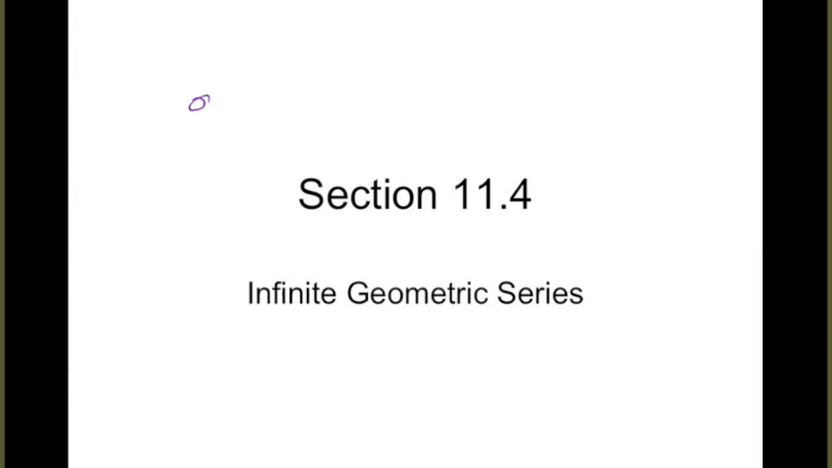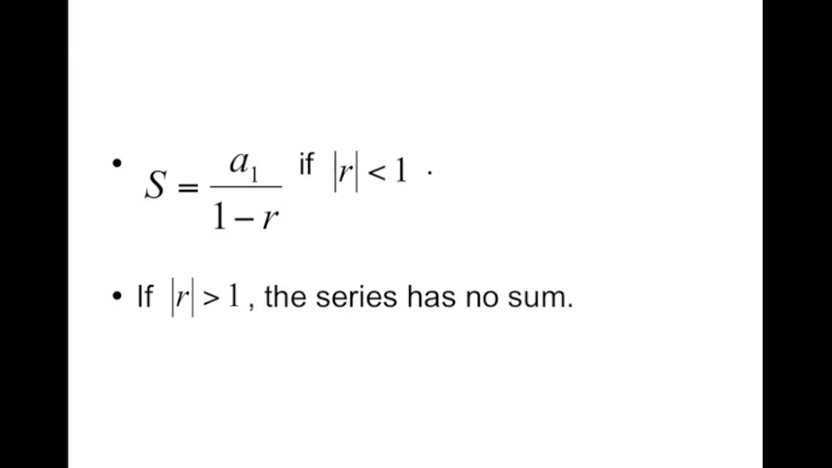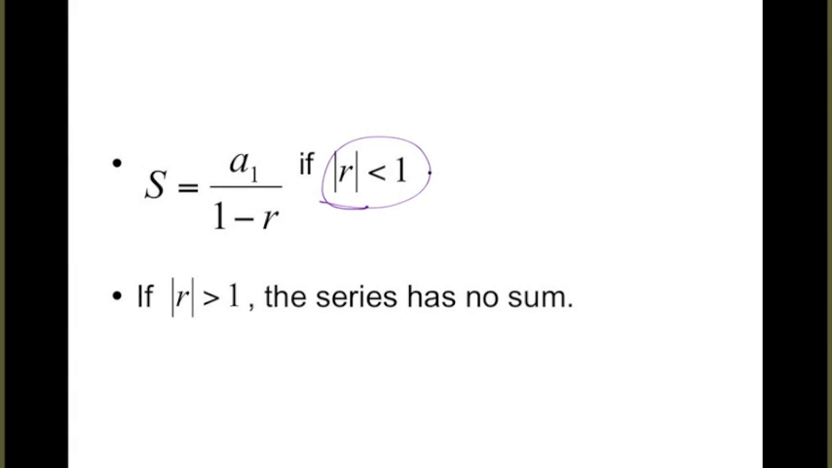If we add up the terms forever and ever, it's just going to keep getting closer and closer to some number. Sometimes it'll just keep getting bigger forever, and then we wouldn't really care so much about those. A rule that lets us know whether or not it's actually going to add up to something is if the absolute value of r, or our ratio, is smaller than 1. Here are two examples that show different things that could happen.